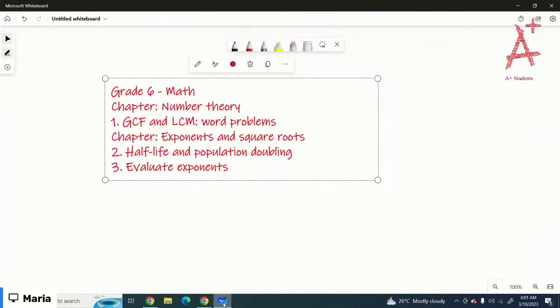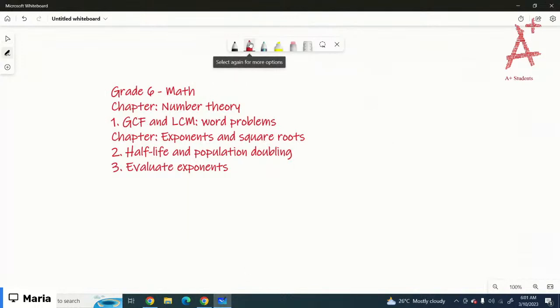So we're going to start with grade 6 maths. You can find all the lessons on aplusstudents.com. You have to log in there using your email address and password provided by the administrator.